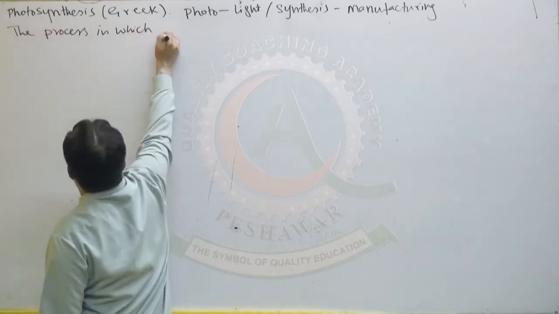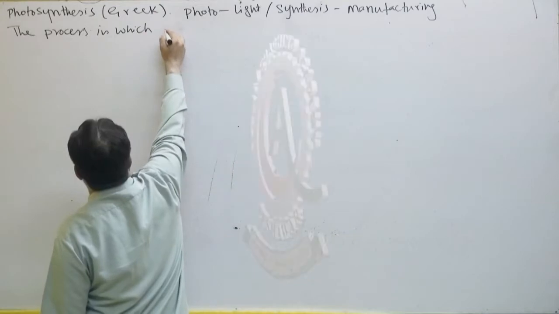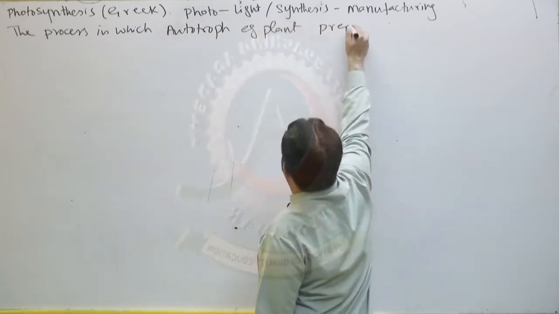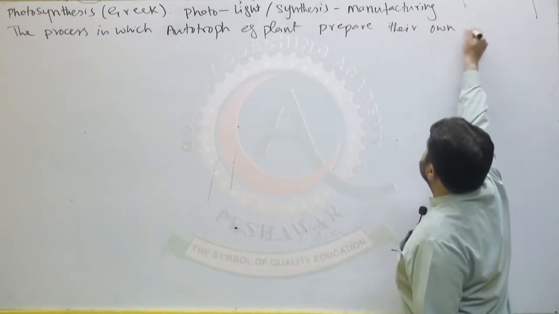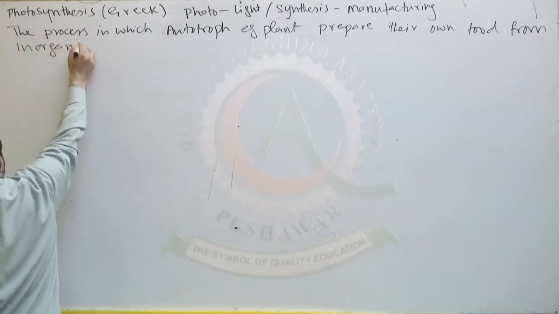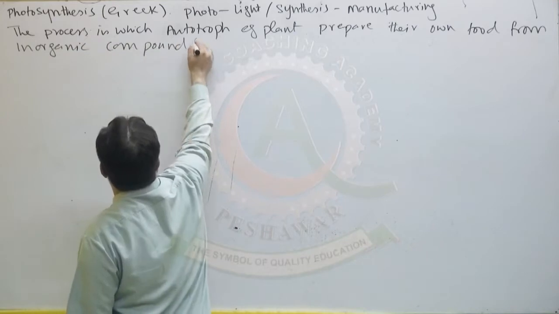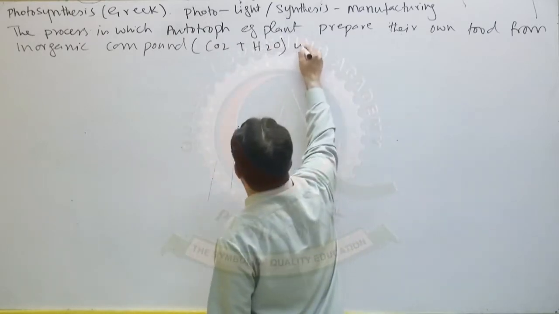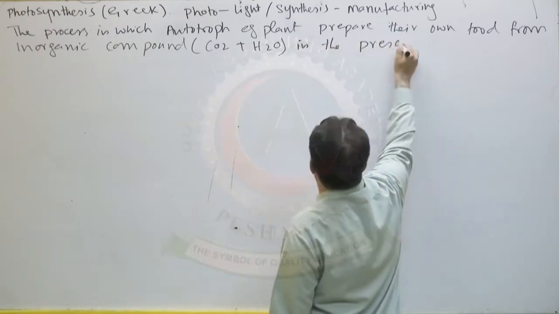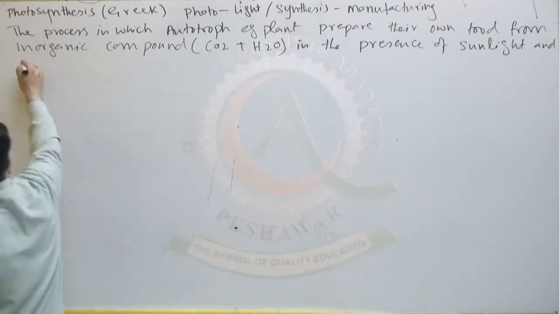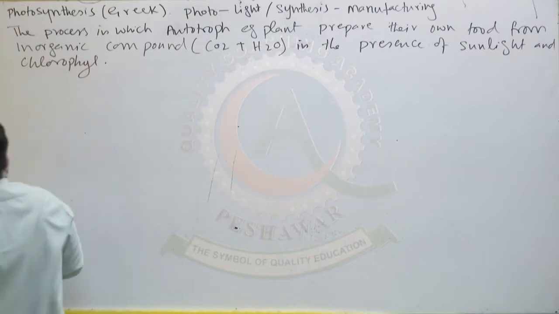That is the process in which autotrophs, for example plants, prepare their own food from inorganic compounds, that is carbon dioxide and water molecules, in the presence of sunlight and chlorophyll molecules. That is the definition of photosynthesis.